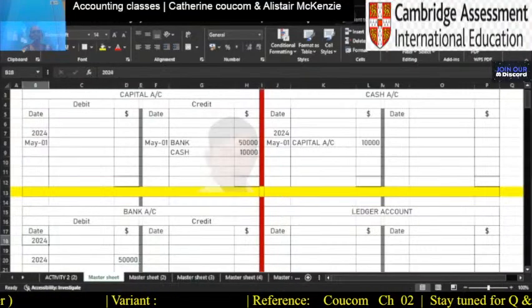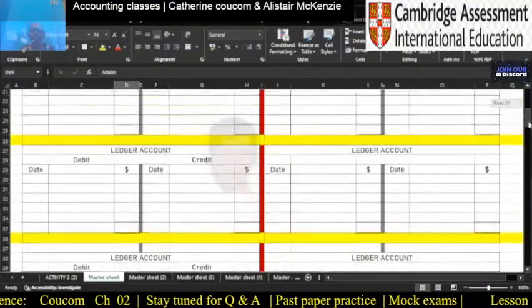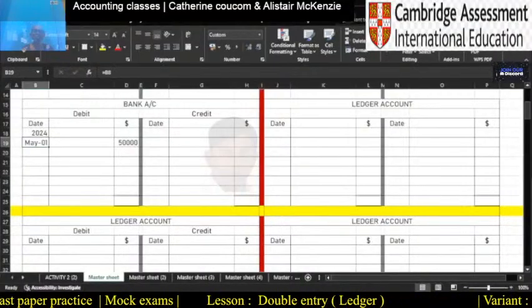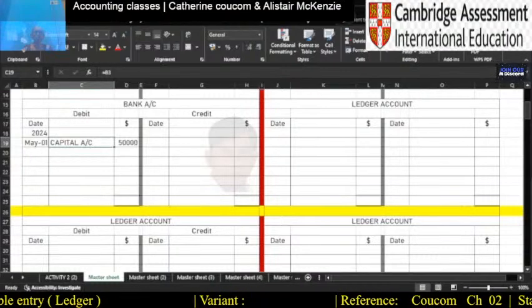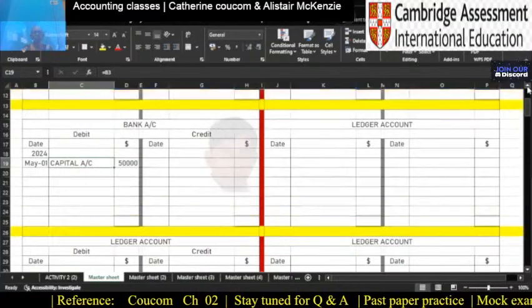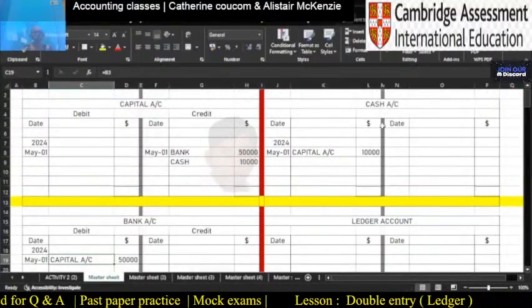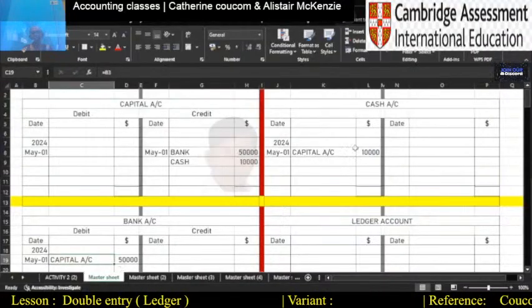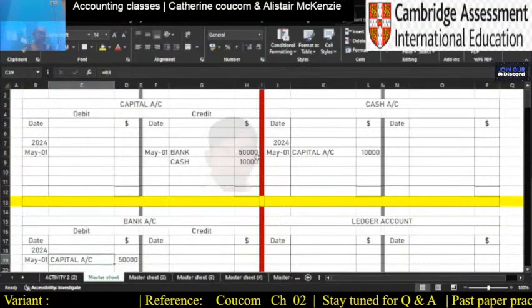The bank account should be debited with $50,000. That is the completion of the entry. So we have credited the capital account, we have debited the cash account, and we have debited the bank account. Cash has come in, the bank has also received. Who has given? The capital account has given. Okay.